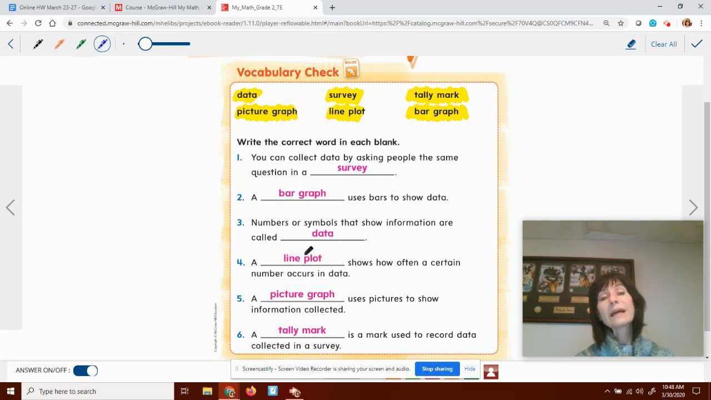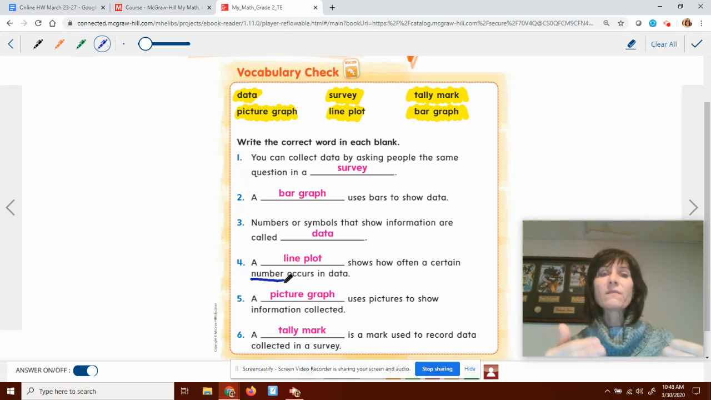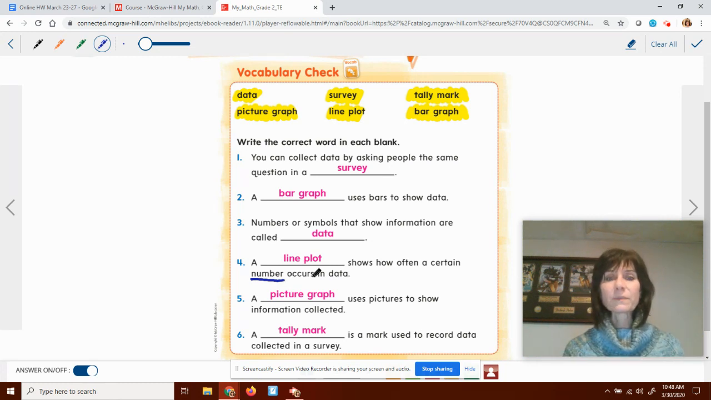Remember, a line plot shows how often a certain number occurs. So that's where we've got the number line. That might be your way to remember this. A line plot uses a number line. So use those clues, though that's using strategic testing. When I look at the definitions and I see part of my vocab in that definition.